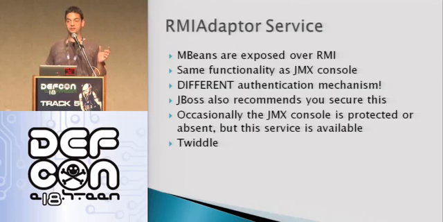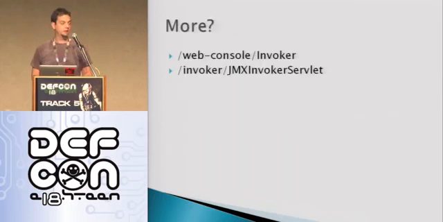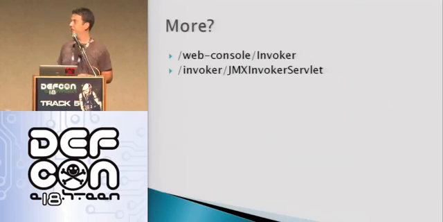JBoss comes with a tool called Twiddle. It's a command line tool that allows you to easily interface with this service. So again, you will find out in the wild places that have gone through the trouble of password protecting their JMX console, but they don't have a firewall and they've just left this service wide open. And more, again, with different configuration, different authentication mechanisms.